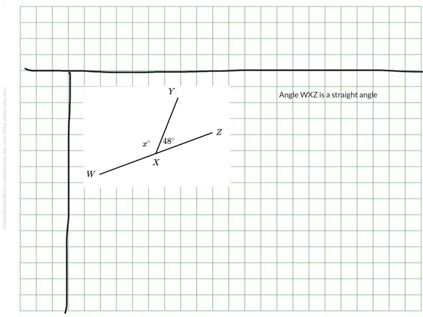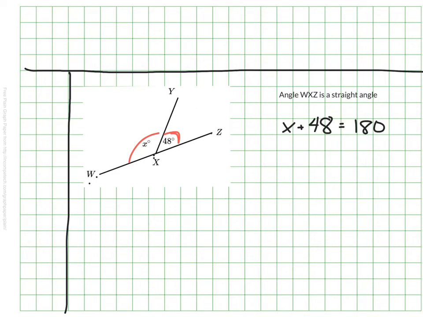Now we can do the same thing with supplementary angles. So together, angle WXZ is a straight angle. That means WXY and YXZ must be supplementary. Together they must add up to 180. And we can see already that YXZ is 48 of those degrees, so we just need to find out what this missing section is for angle WXY.